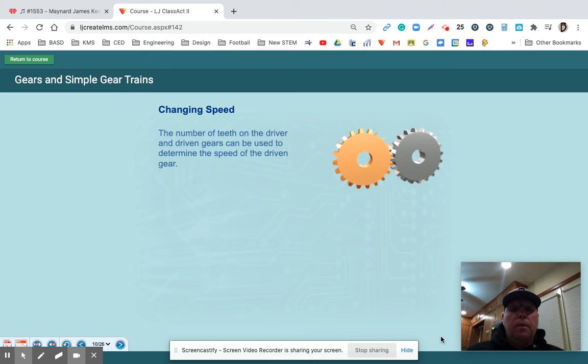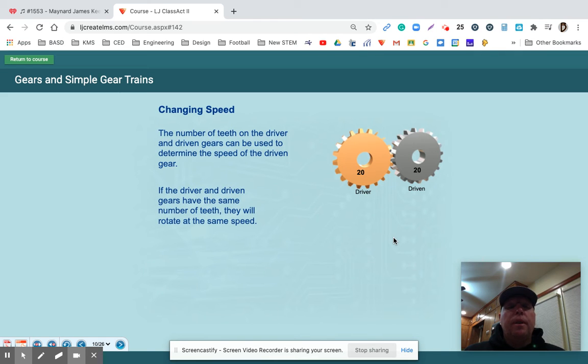So let's talk a little bit about speed of gears. The number of teeth on the driver and driven gears can be used to determine the speed of the driven gear. So I have 20 teeth on the driver gear, 20 teeth on the driven gear. If the driver and driven gears have the same number of teeth, they'll rotate at the same speed. So if I am going at, let's say, 10 rotations a minute with the driver gear, it's going to go 10 rotations a minute with the driven gear.